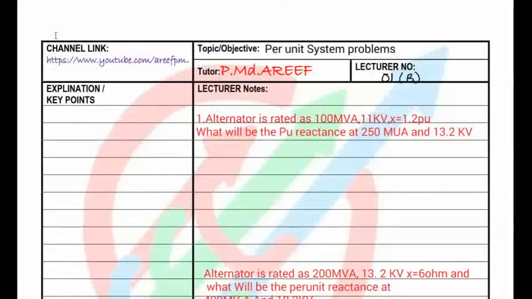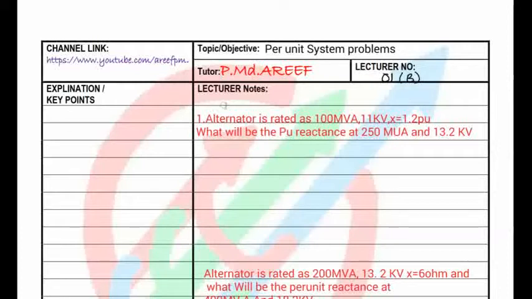In the previous session, we have discussed the per unit system, and now we will try to solve some problems based on per unit system. So in this session, we will discuss the important methods of solving per unit problems.